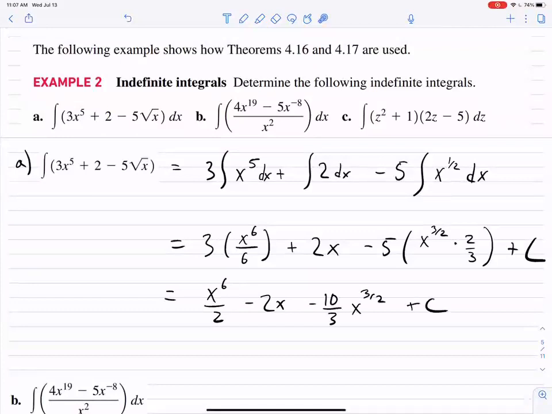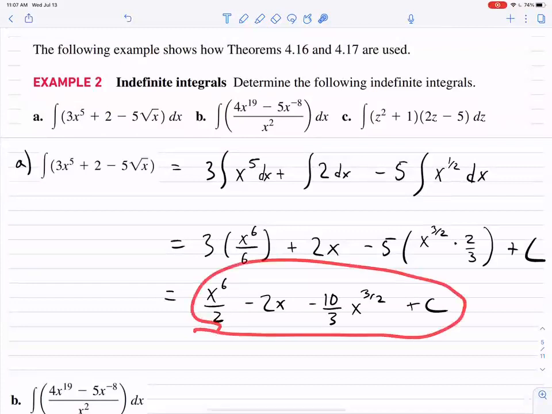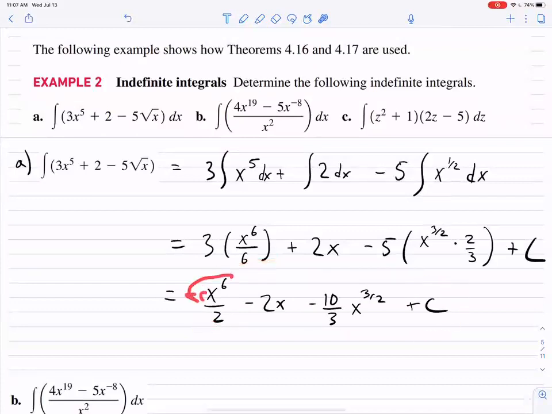If I wanted to double check that this is correct, I could take the derivative of it. I bring the 6 down, and that would give me 3x to the 5th. Take the derivative of that. Oh, that should be a plus sign, sorry. Plus, that will be 2. And then take the derivative of that: 3/2 times that gives me -5, and then it's x to the 1/2. And so this works.